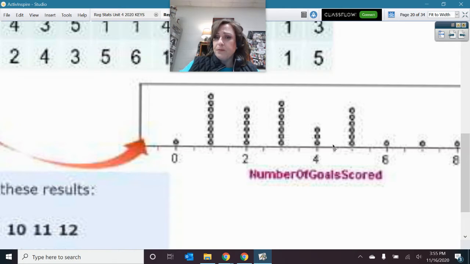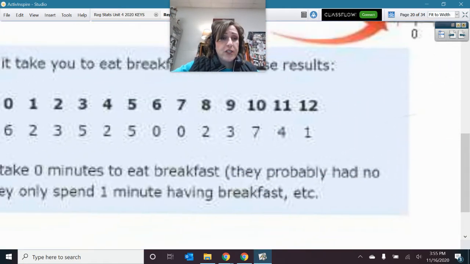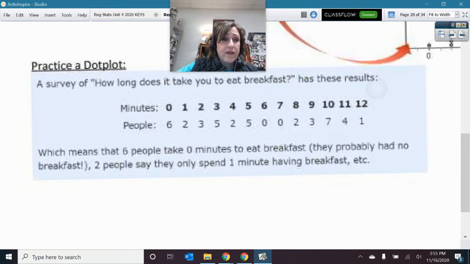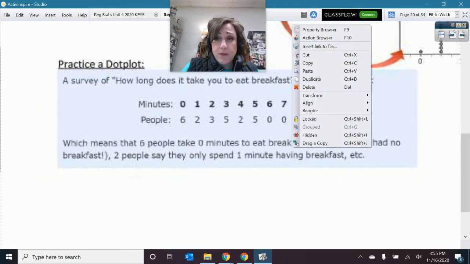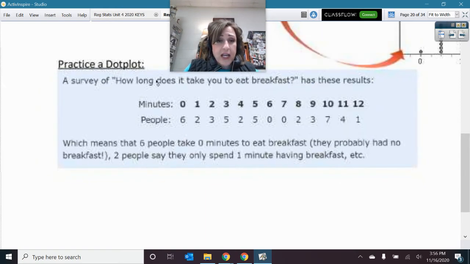So let's go on down here to this one that you're going to practice. This is a survey of students and people on how long it takes them to eat breakfast. Here are the results that we got. These are minutes, and here are people. This is saying 6 people take 0 minutes to eat breakfast. I don't know if they're grabbing it on the go or if they're just not eating breakfast. 2 people take 1 minute to eat breakfast, and so on and so forth.